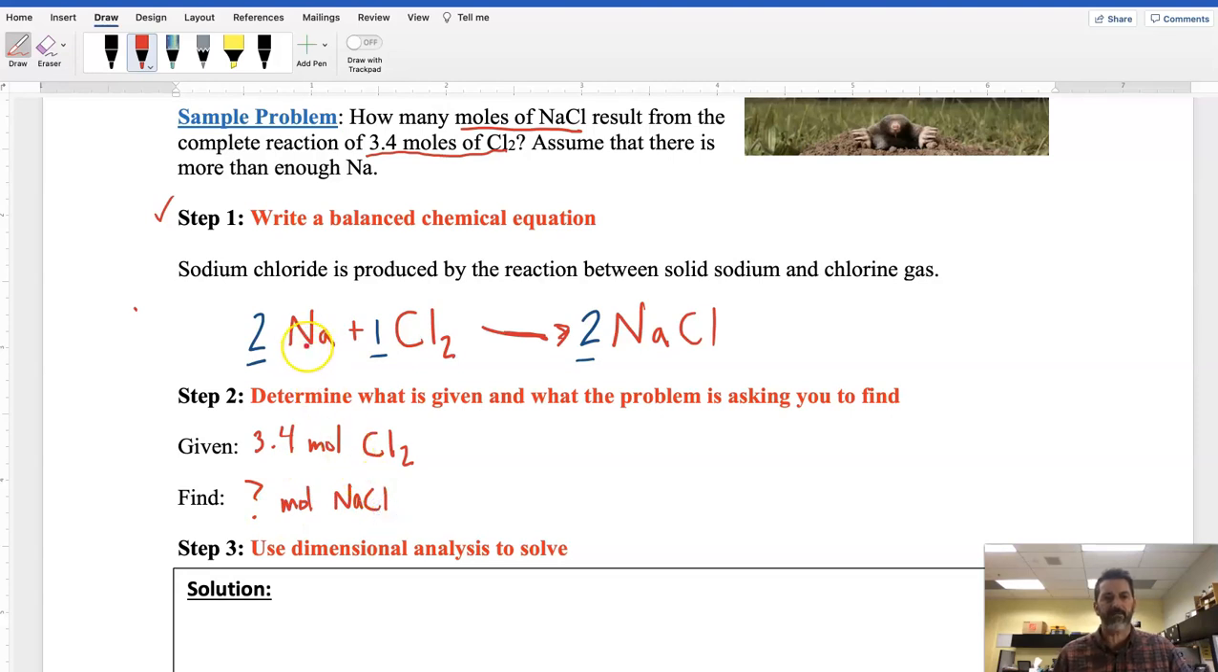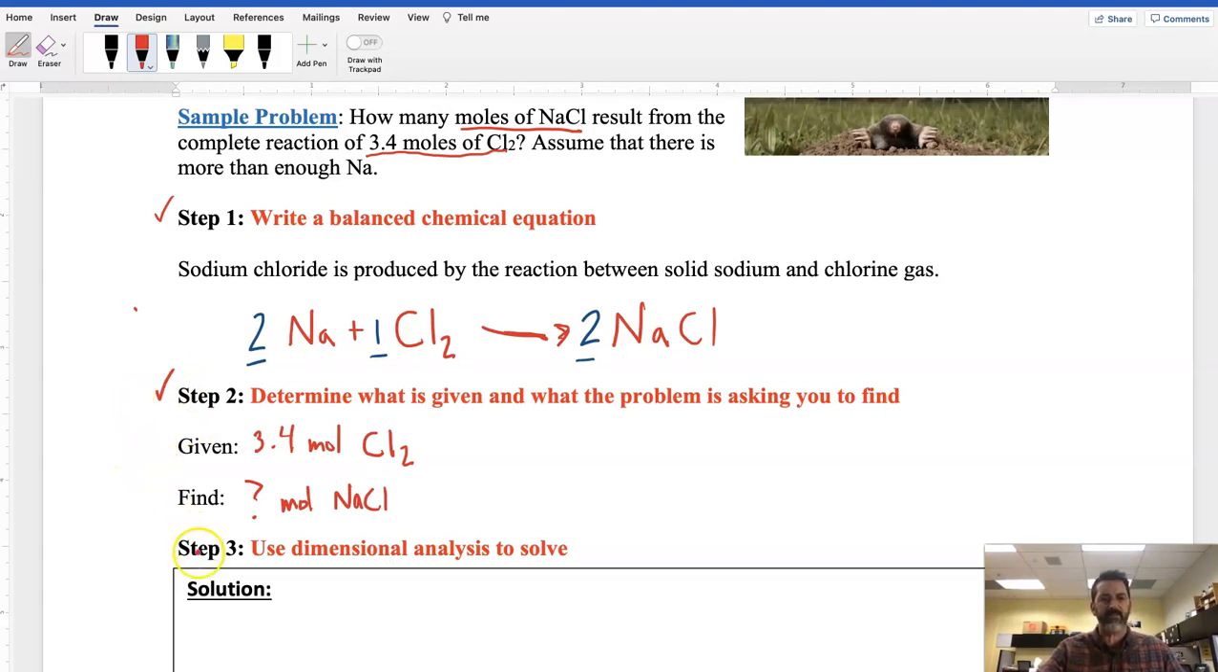Okay, notice I'm not reading the whole entire question. I'm just going straight to here's the number, that's what I'm starting with. How many moles, that's what I want to get to. And I cut out all the other stuff that's part of the equation. All right, so step 2, determine what is given and what the problem is asking for.